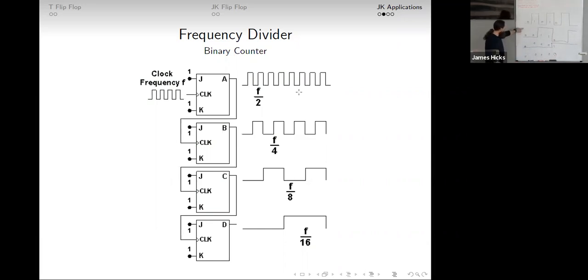So what does this look like? The first number I did was 4 zeros: 0, 0, 0, 0, then 1, 0, 0, 0, then 0, 1, 0, 0. So I'm counting through binary. If I look at all 4 outputs, A, B, C, and D, that gives me a binary number of what the count is.